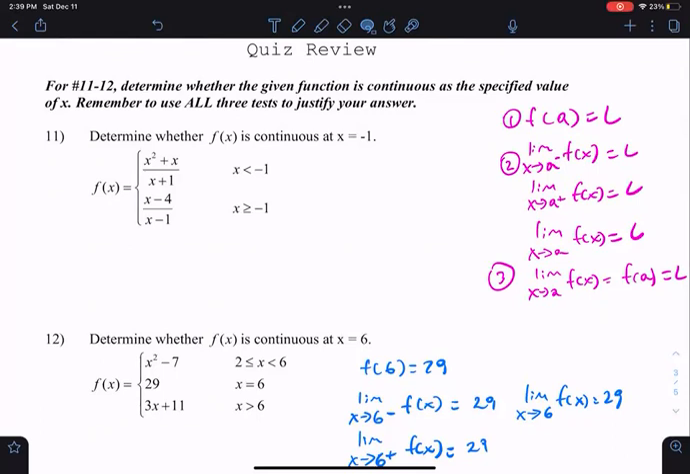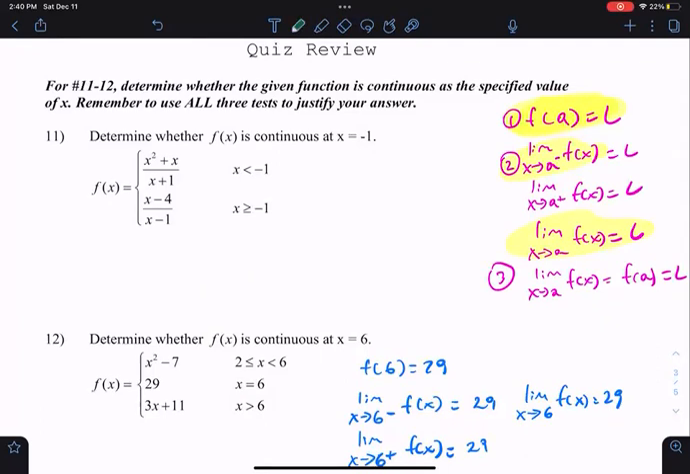This is the 3-step continuity test, right? So if the function is defined at a specific value, and the limit from the left and the limit from the right approach the same value, and the limit as x approaches that value is the same as the function value at that point, then the function is continuous there. That's what this is saying, right?